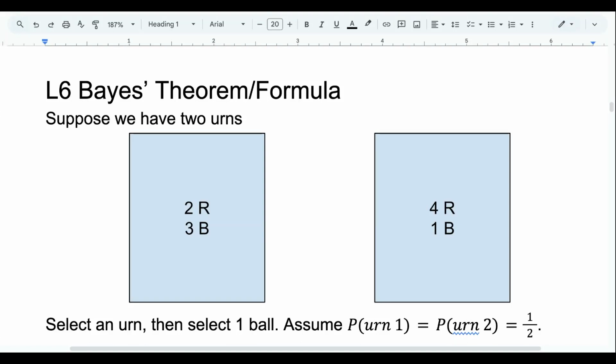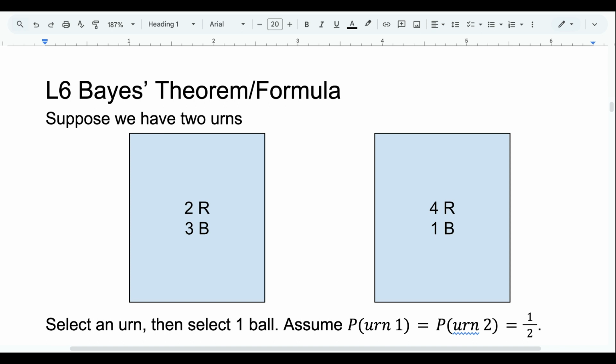Hello, this video will be on lesson 6 on Bayes' theorem. What this amounts to is working and extending conditional probability to where you can reverse the order in the conditional probability to solve problems. All right, let's take a look at an introductory example here.